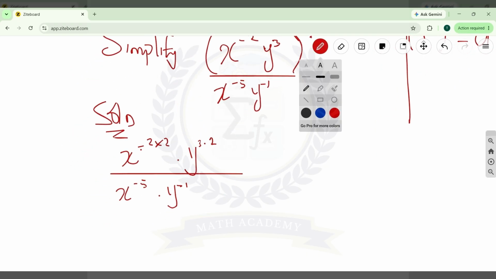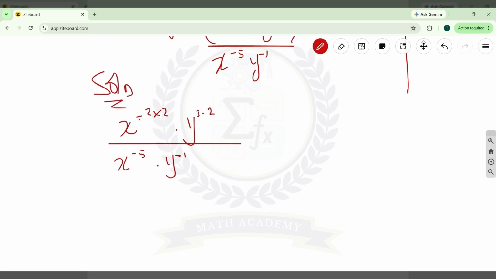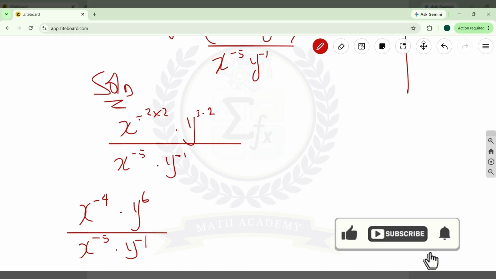And the next step is for us to say that x to the power of -2 multiplied by 2 is -4, and this is y to the power of 6 divided by x to the power of -5 multiplied by y to the power of -1.